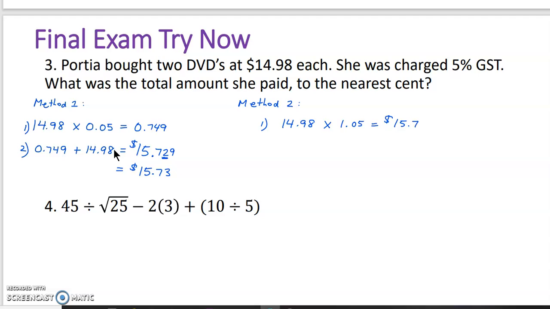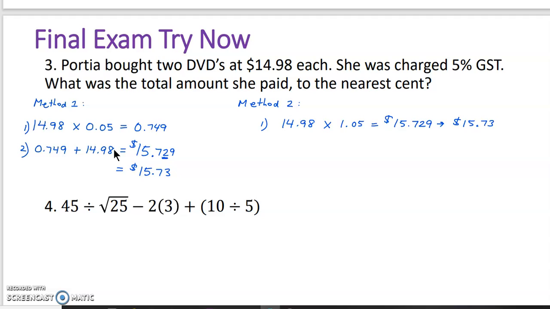So 15.729 rounds to 15.73. Proportion method works well too. So you could set up a percent proportion, and keep in mind, with a percent proportion, you could use 5 over 100 to get the GST amount, or you can use 105 over 100 to get the total cost in one step.